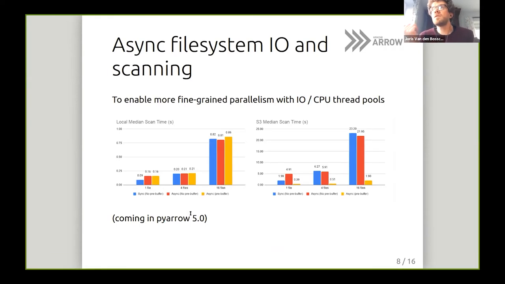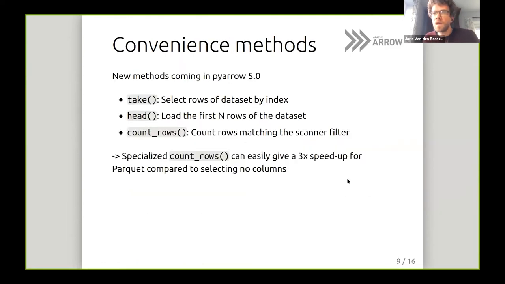More in general, we have also been working on async operations to have separate IO and CPU thread pools, and also here specifically for S3. On the left is a local file system, where there is not really any benefit, but also not much of a slowdown. But specifically for S3, you see that the combination of using the async scanning and using the pre-buffering gives a very big improvement. This is not yet in the release version. The pre-buffering is actually already available. I'm running out of time.